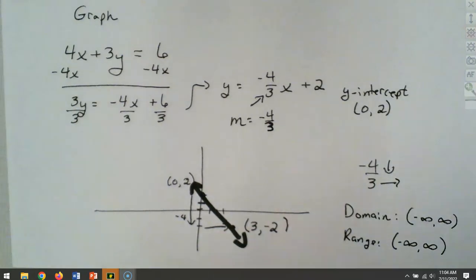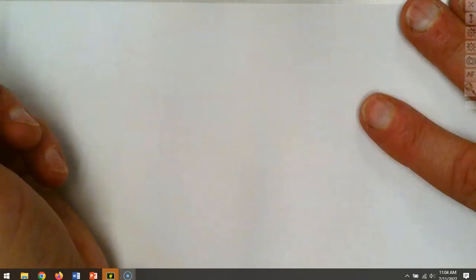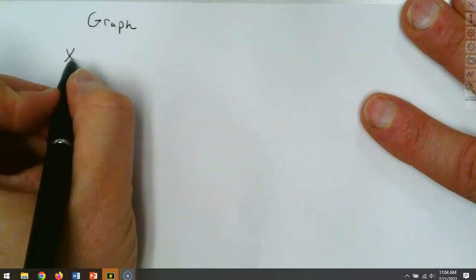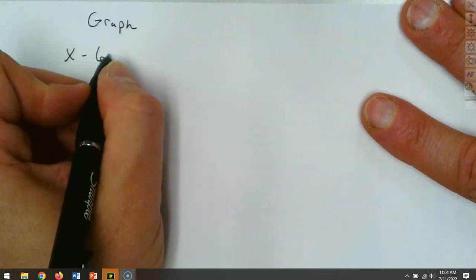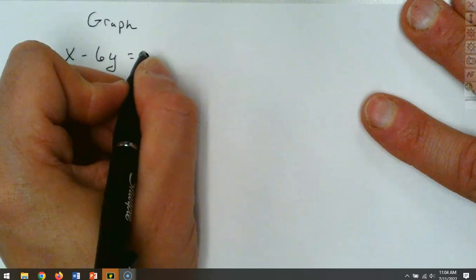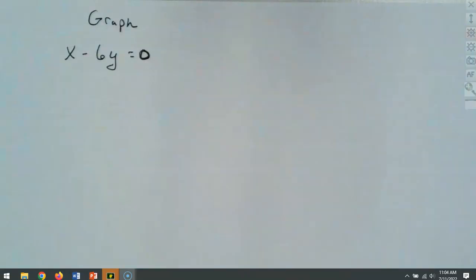So let's do another one. We'll do one more of these, and then we're going to talk about what makes something a constant function. Because that's the only part that we haven't covered yet, besides finding the slope. So let's do one more of these. So let's go ahead and try to graph this one.